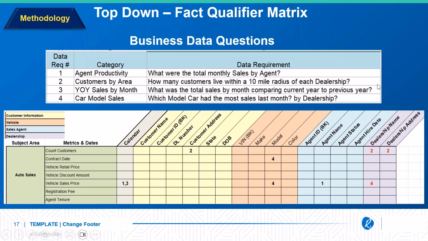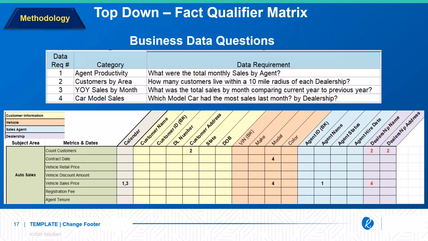Then the next question, year-over-year sales by month. Let's see, it's question number 3. So I can easily go to this and go, oh, it's on the calendar. We're looking by month, and we're looking at the sales price. Boom. Now they might want to look at it by dealership, because I think they probably would want to look at it that way. In that case, if they had said that, then I would have had a 3 and a 4 over here in red. And this is how you start walking through your data requirements and mapping them. The last one, number 4, car model sales.